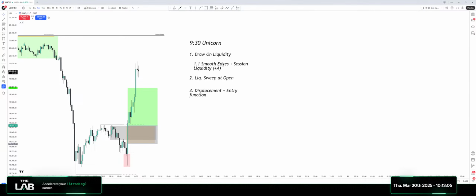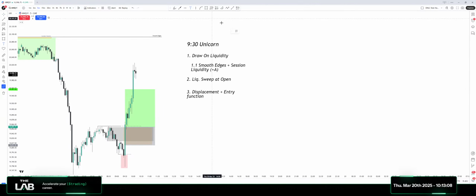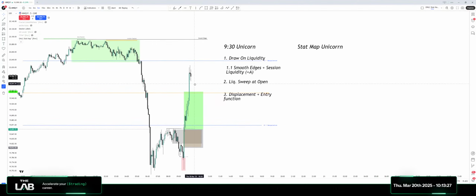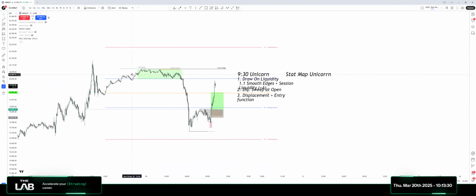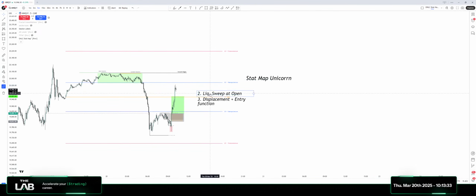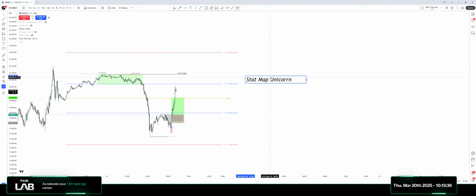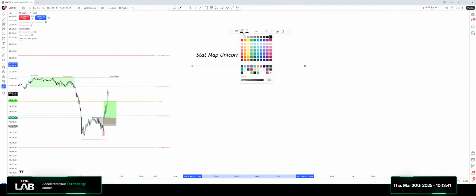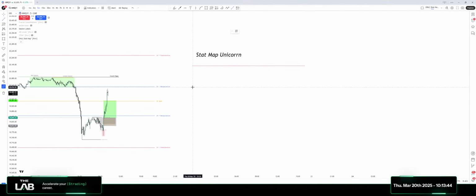So yeah, going back to what I was saying about the stat map: that's in 9:30 and the stat map unicorn. On the stat map unicorn, if you don't know the stat map, basically it's kind of a range, or at least I use it as a range. And when it comes to the stat map unicorn, what I try to look for is playing the stat map as ranges.